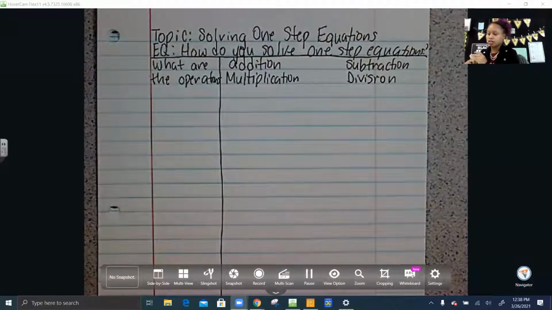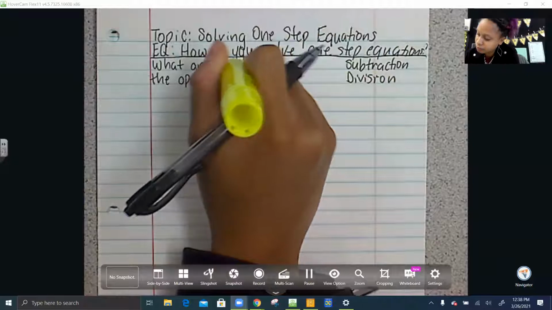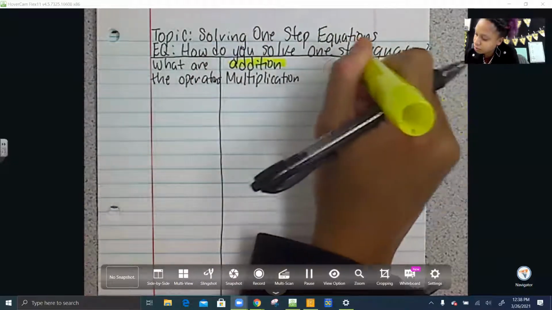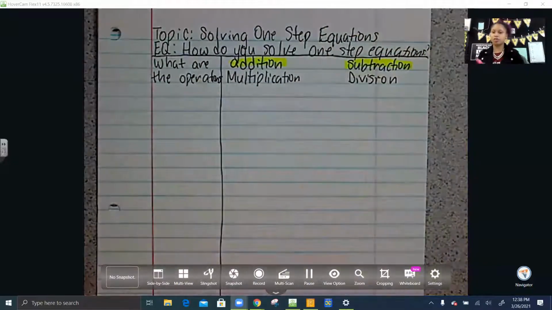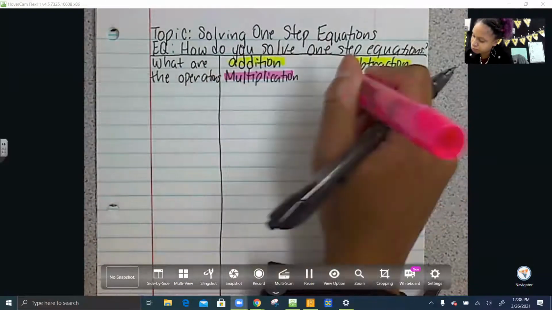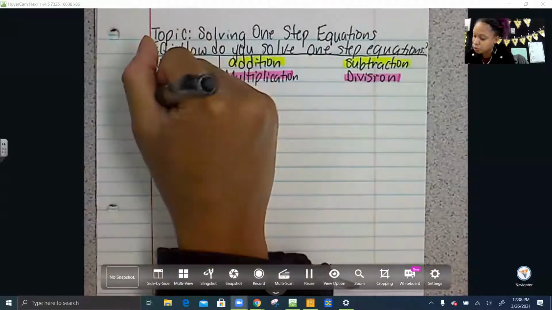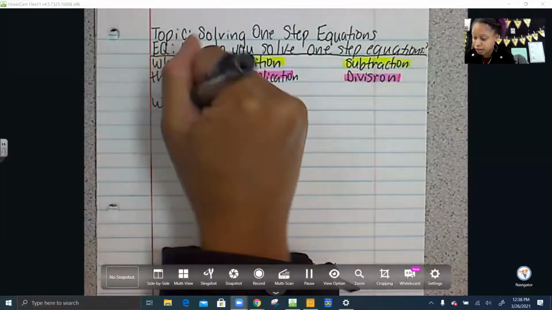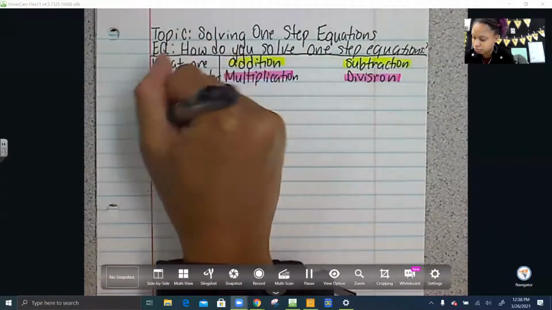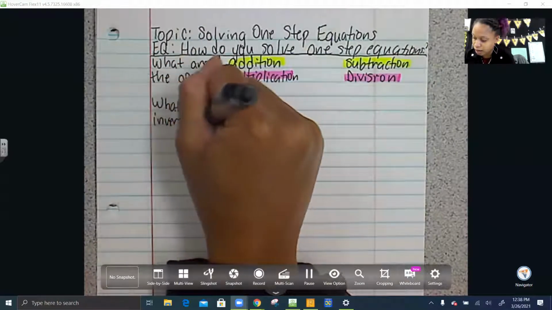And ones that are similar, we have addition and subtraction. And then we also have multiplication with division. All right, now that we know what the operations are that we are talking about, now we're going to talk about what inverse operation means.